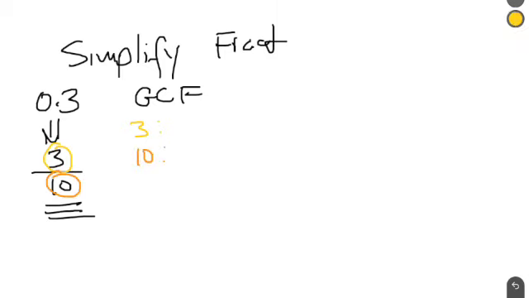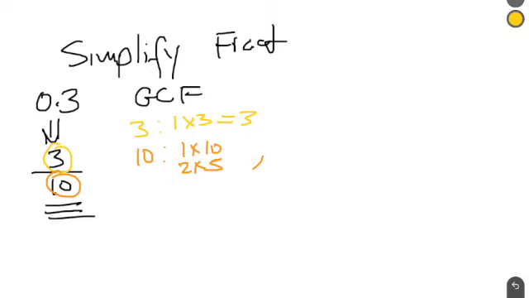Okay, so finding all the factors would mean finding what two numbers multiply to give 3. We want to find all versions of two numbers that multiply to equal 3. We see that there are only two numbers that are factors of 3, 1 and 3. And for 10, we see that it's 1 times 10, 2 times 5, and that's it.